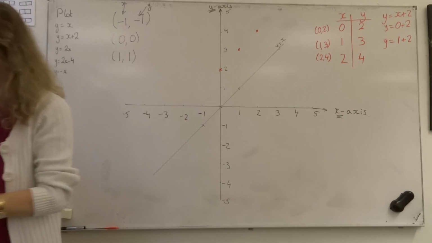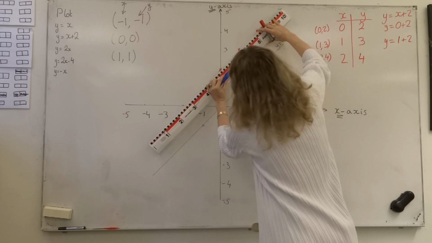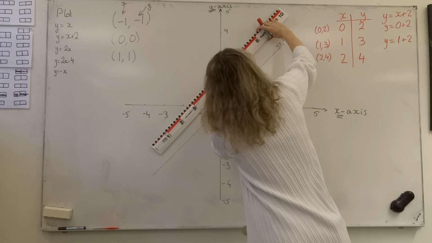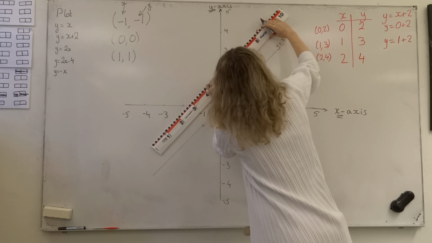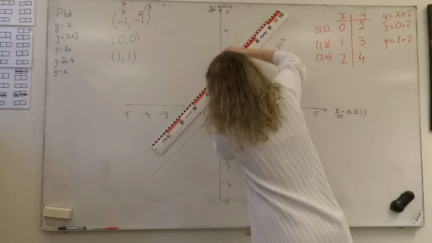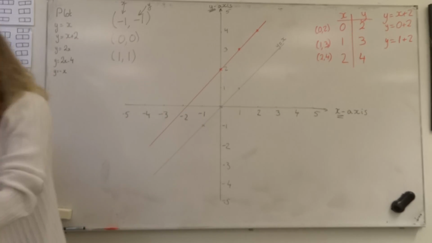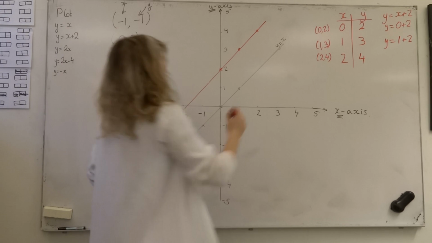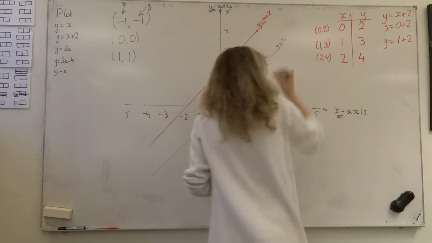We only need 3 points to plot a straight line equation. And then use our ruler and draw a line through all of the points. And now we have plotted the graph that represents the equation y equals x plus 2.